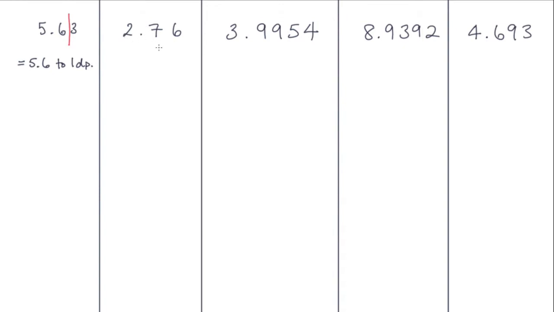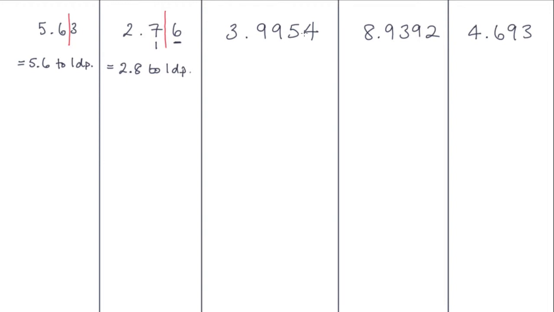Second one, 2.76, I'm going to round this to 1 decimal place. Again, there's the decimal place there. I look at this number here and say, is that 5 or more? Yes, it is. So I add 1 to here. So that will become 2.8. And that's to 1 dp.